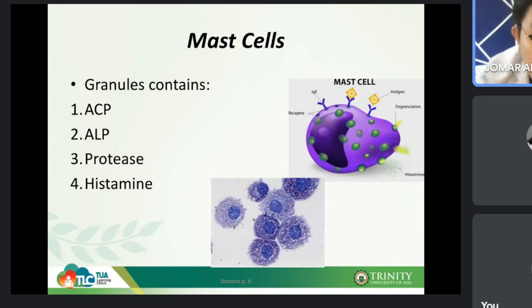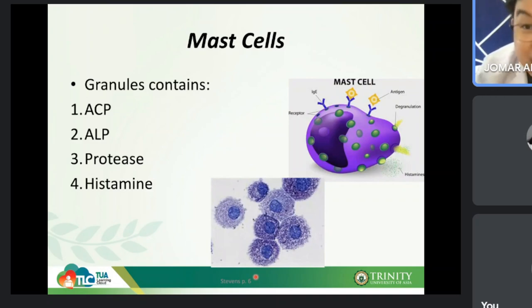but as you can see, their granules don't cover your nucleus. It doesn't cover your nucleus. So just like what I was mentioning earlier, aside from the granules, your mast cell is larger than your basophil.